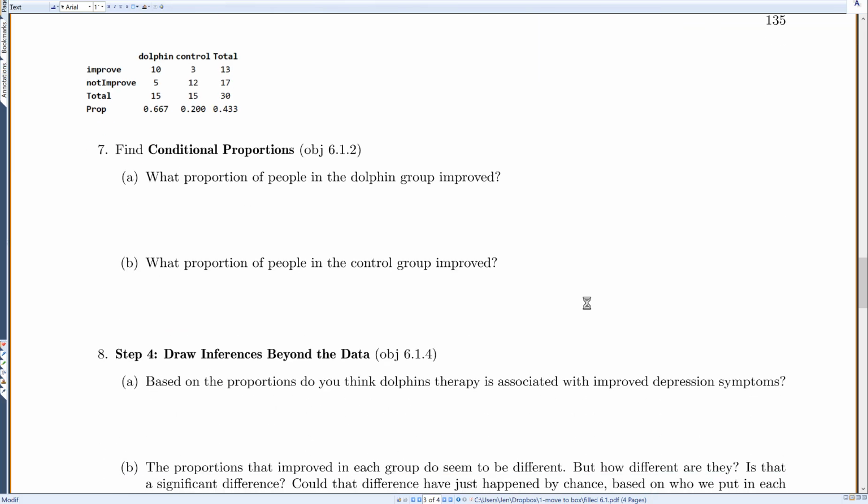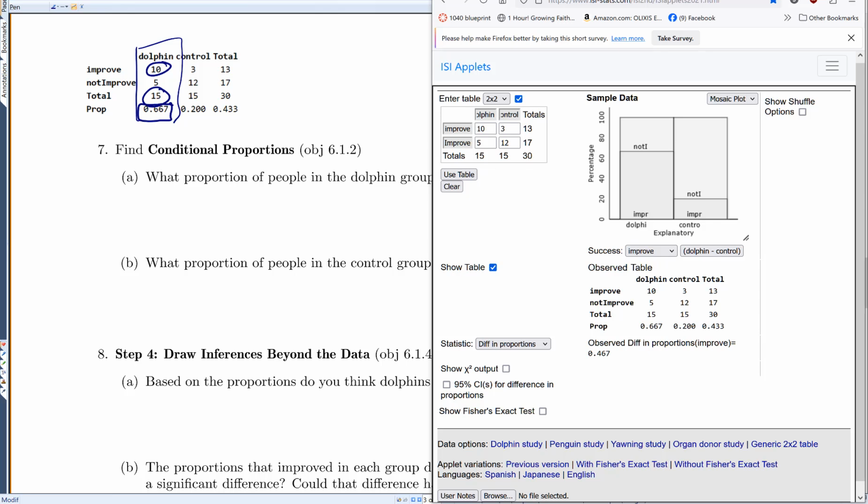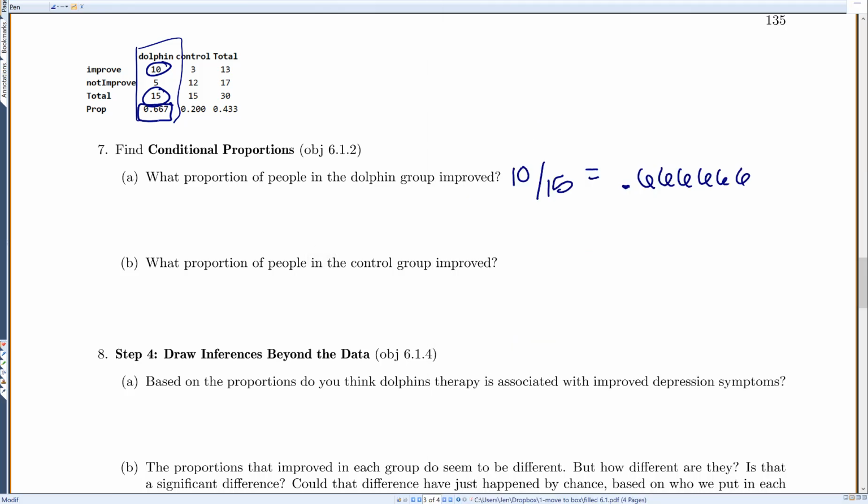So we are going to practice finding conditional proportions a lot in this chapter. So let's find what proportion of people in the dolphin group improved. Okay. So you come up here to the dolphin group, and you say there were 10 people that improved out of a total of 15, which if you put that in a calculator, you get 0.66666666. Notice though, that show table that I showed you in the applet, when you go to your applet and you click show table, it gives you the proportions right here. So you can still practice finding them by hand, but you can put them into the applet too to double check your work, and it'll tell you the proportion is 0.667.